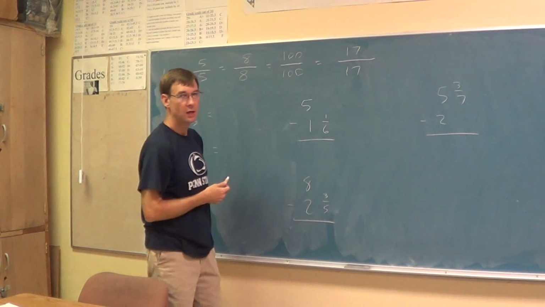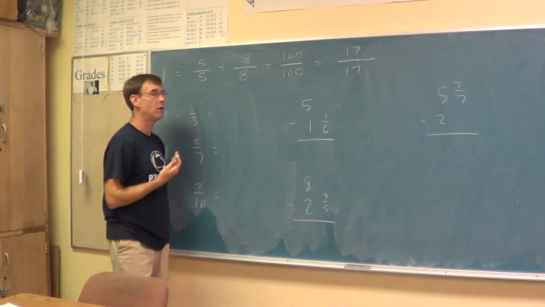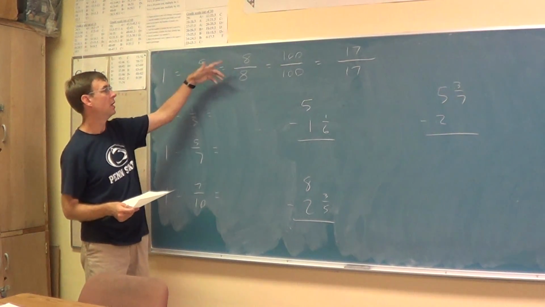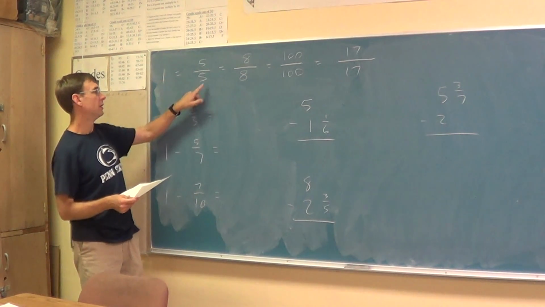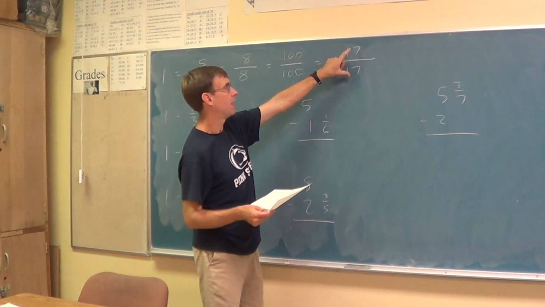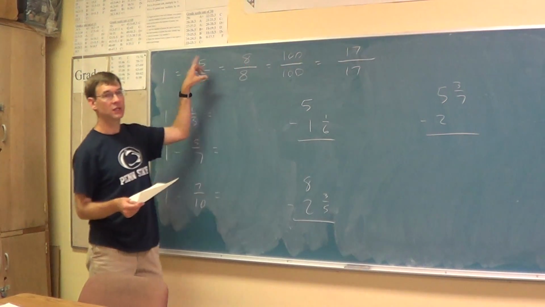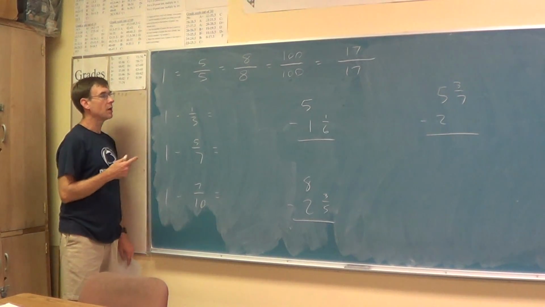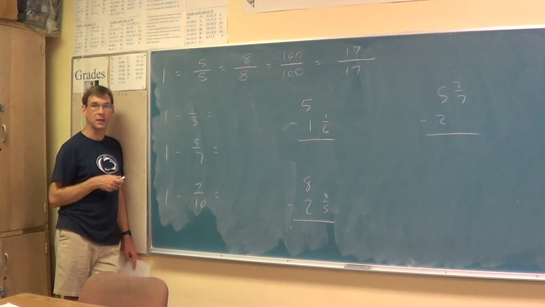17/17ths. If it didn't click at all and still now, I'll just tell you, any fraction where the numerator and denominator are the same is a fraction that's equal to 1. Whether that's 5/5, 8/8, 100/100ths, 17/17ths, any fraction where top and bottom match each other, that's the same thing as 1 whole. So we're going to make use of that today to do some subtracting problems.